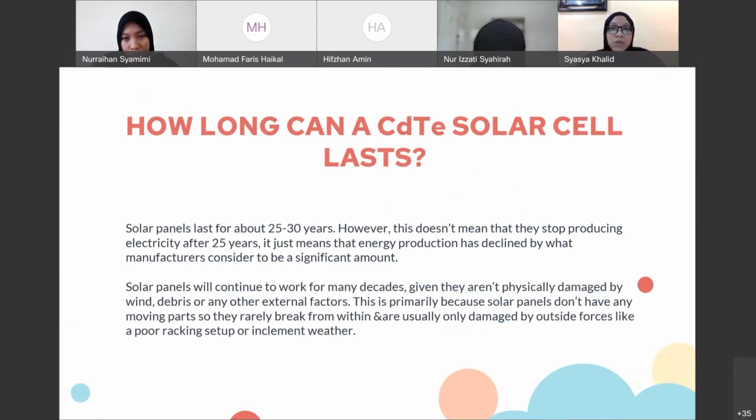Solar panels will continue to work for many decades, given they aren't physically damaged by wind, debris, or any other external factors. This is primarily because solar panels don't have any moving parts, so they rarely break from within and are usually only damaged by outside forces like a poor racking setup or inclement weather.